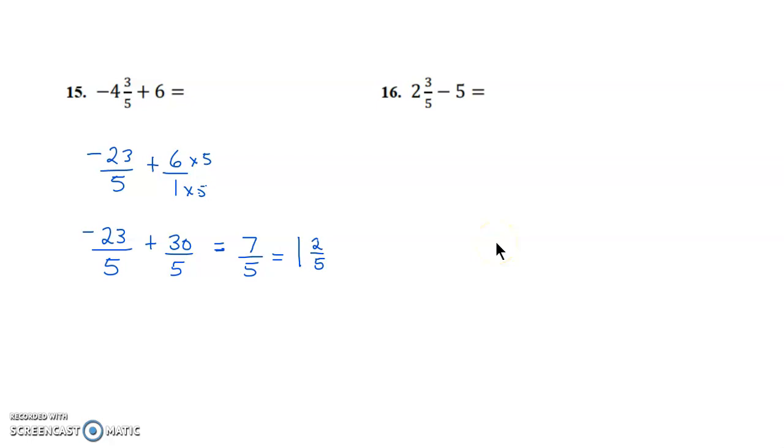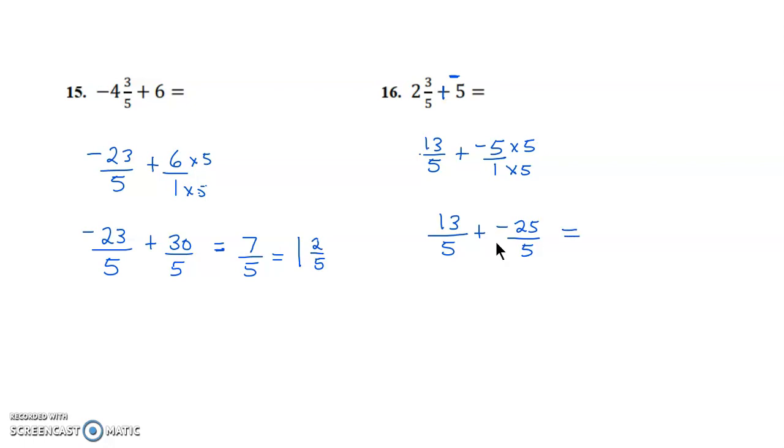When we see that we have a negative number, the safest route is to change to improper fractions. So I have a 2 3/5 minus 5. This is like adding a negative 5. So let's go ahead and change to improper fractions. 5 times 2 is 10, plus 3 is 13 over 5. Plus a negative 5 over 1. As we saw in 15, we just need to change the one fraction. We're going to multiply it by 5 to have a common denominator, and this will result in 13/5 plus a negative 25/5.